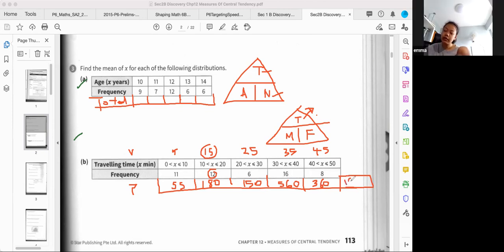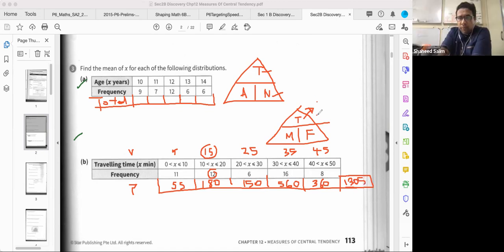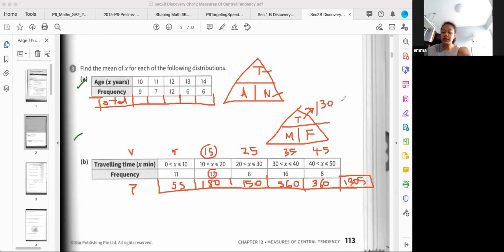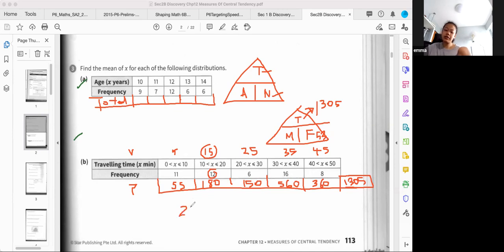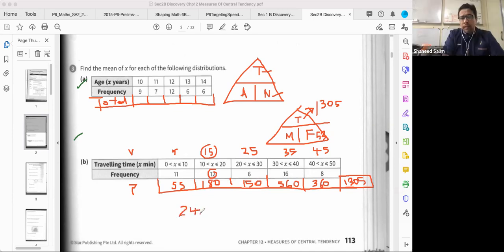$1305. Okay. So now this is your total, and your total frequency is how much? 53. So you divide by 53, you will get what is it? 24.62. Yes. Okay, so we can take 24.62 as your mean. Okay, so far? Okay, now we move on then.